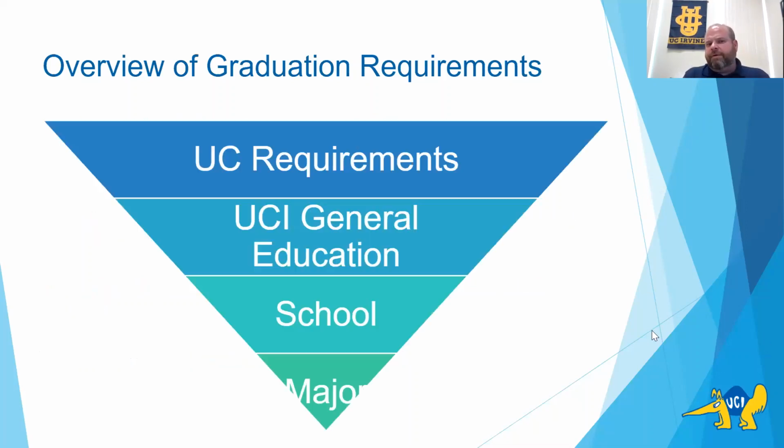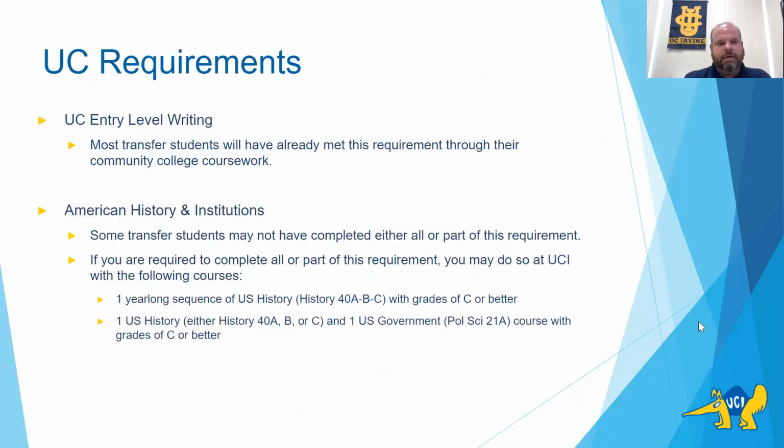Okay, so the next few slides are going to focus on 4 specific areas. The first one is called UC requirements. And what we mean by UC requirements is these are shared requirements throughout the entire UC system of campuses. So every student, no matter what campus they're going to, has to meet these requirements. Then we're going to go into more depth about UCI general education requirements and how that factors into your degree requirements. Then we'll talk a little bit more about school social sciences requirements, and then we'll get into more specifics regarding your major courses within social policy and public service.